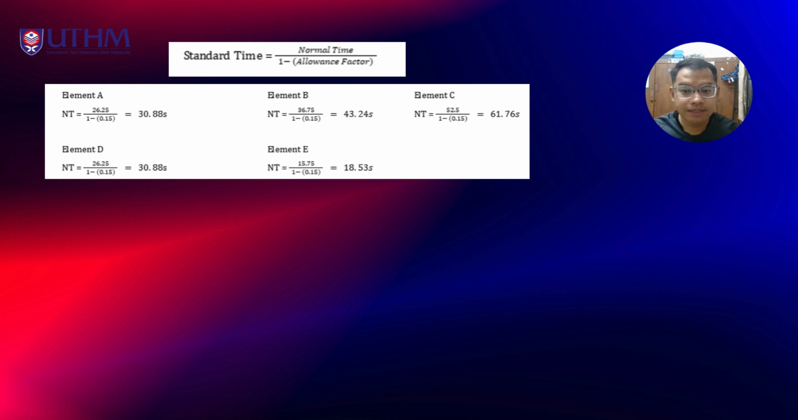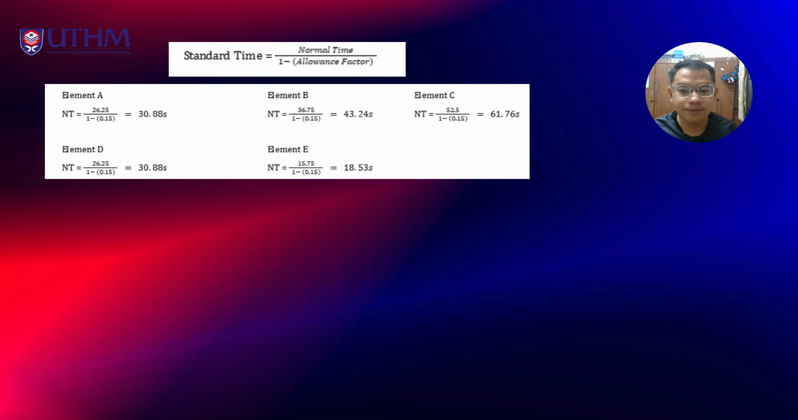Now we go to the standard time calculation. For the standard time formula, it is normal time divided by 1 minus allowance factor. And if you can see the table, there are job element, description, processing time, rating, normal time, allowance, and standard time. All the processes are done manually, and the rating for the process is all the same, which is 1.05, and the allowance is 15%.